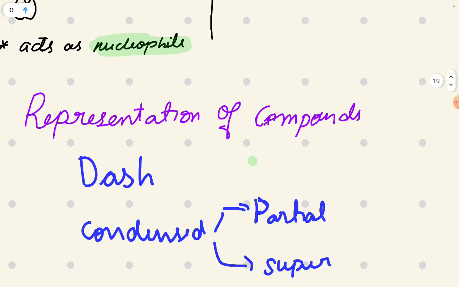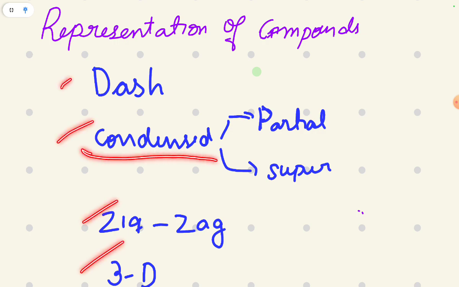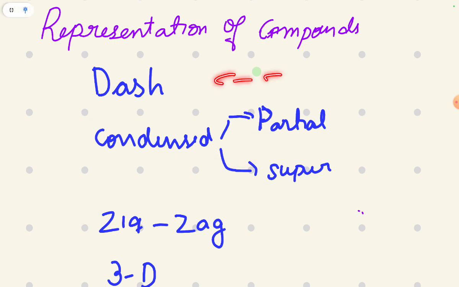Next, representation of compounds. There are basically four types of representation: dash, condensed, zigzag and 3D. In condensed we have partial and super condensed forms. The dash bond is nothing but this, your dash bond.